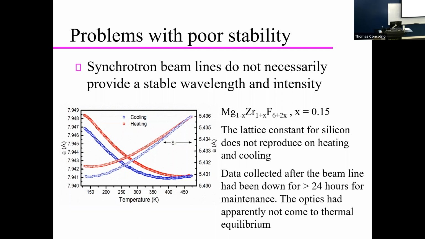And what you're seeing here is the effect of the change in wavelength as our monochromator comes to thermal equilibrium after being cold and exposed to high X-ray powers once the synchrotron is back running. If we were using the lab equipment for that, I wouldn't have to worry about this, right? The wavelength from my X-ray tube is the same today as it was yesterday, and will be tomorrow.